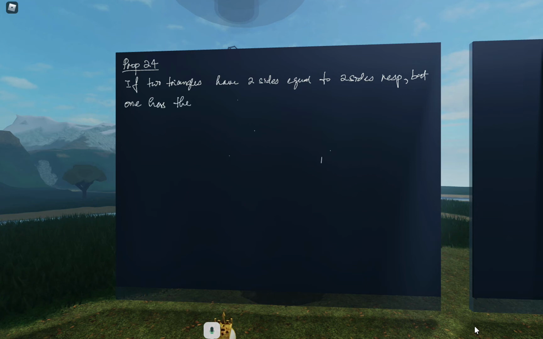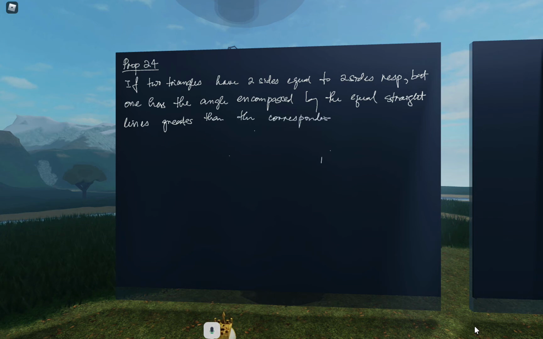Nope. No. Has the angle encompassed by the equal straight lines greater than the corresponding angle in the other, then the former triangle will also have base greater than the base of the latter.